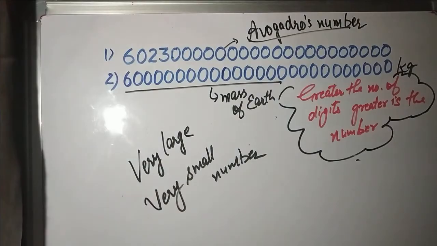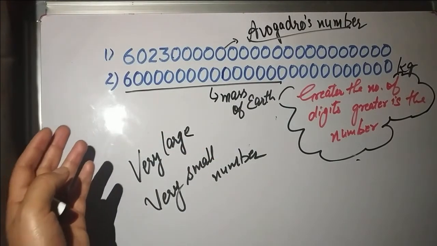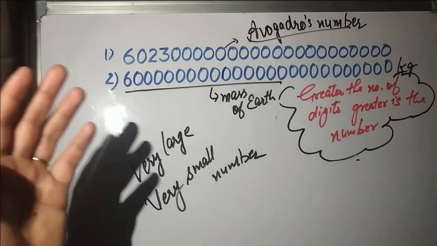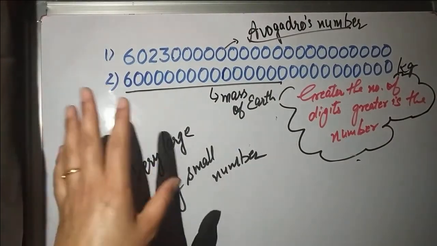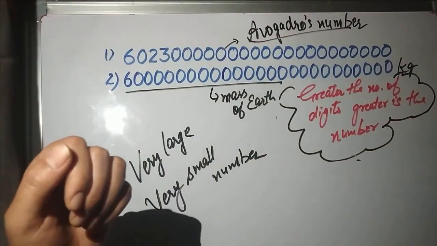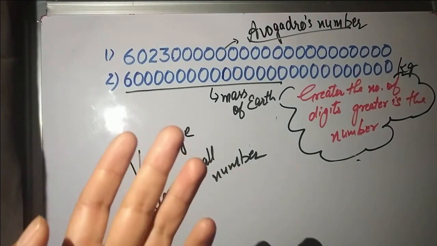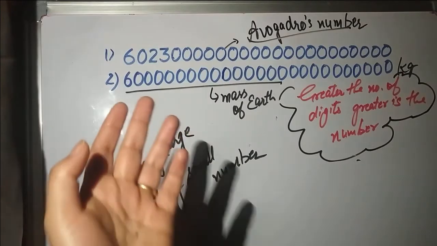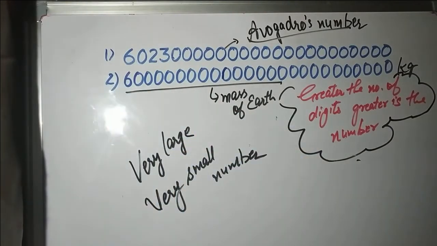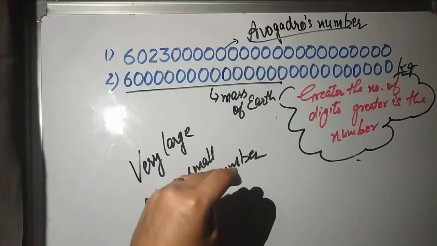And you have to deal with many more numbers like this, where you must be able to deal with them. Dealing with the numbers means you should be able to compare them, you should be able to estimate them. Okay. Then there is a point to get acquainted with the mass of Earth.